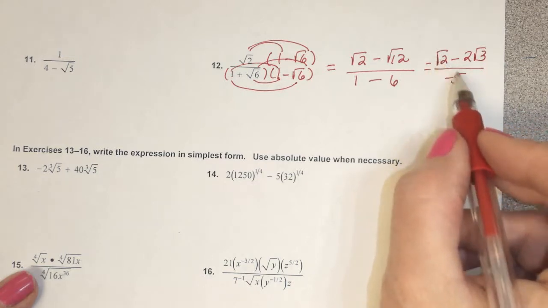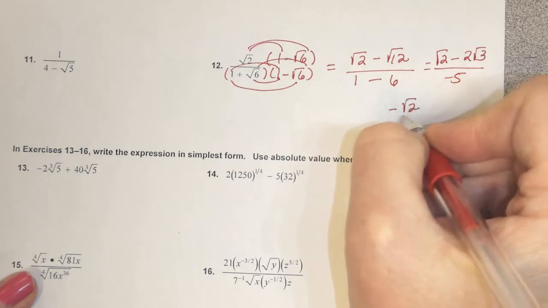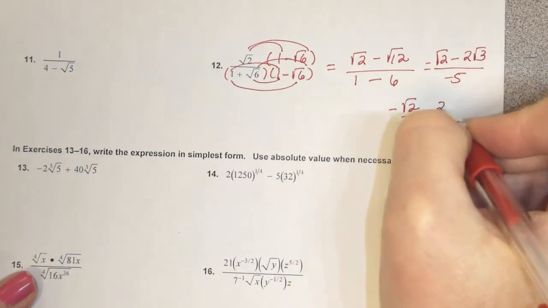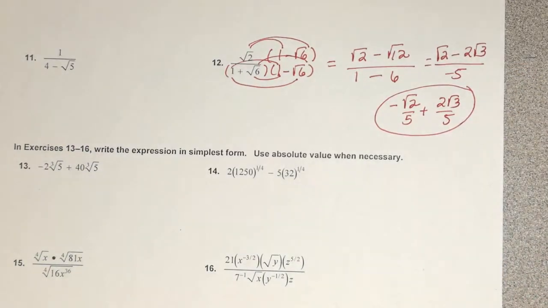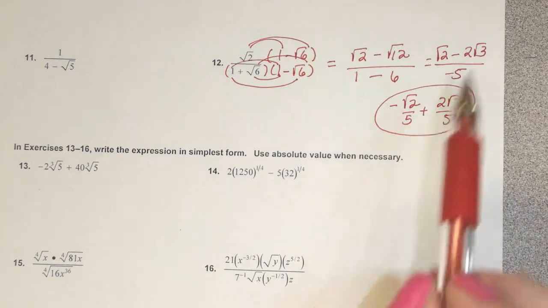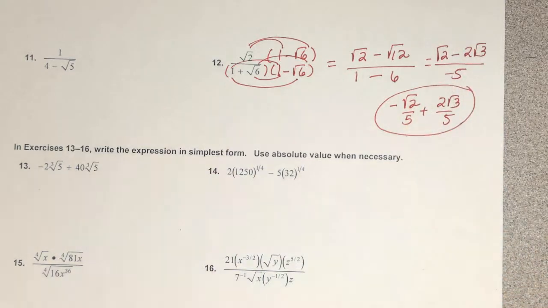Or I can think I'm going to divide this, and I can think of it as negative radical 2 over 5 plus 2 radical 3 over 5. Those of you who do the big ideas online, it will be interesting to see which way they want it written, because never quite sure on that. They may have you leave it like this, or they may have you split it apart.